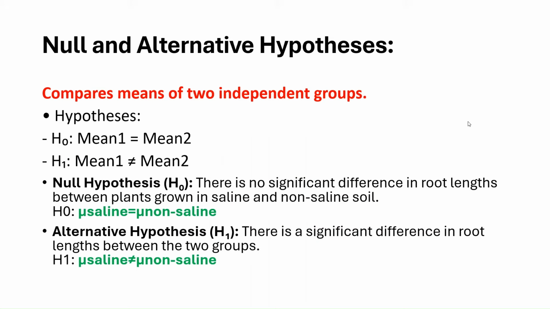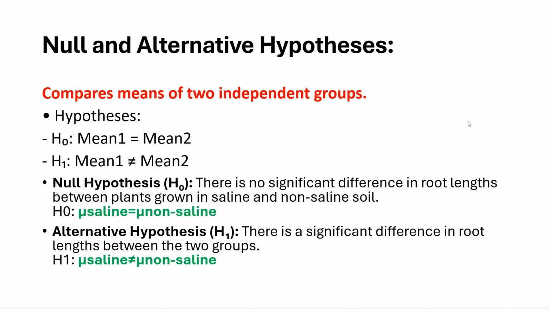Alternative hypothesis: mean 1 is not equal to mean 2. In the statements, using the previous example, the null hypothesis is that there is no significant difference in root lengths between the plants grown in saline and non-saline soil. That means the mean of saline is equal to the mean of non-saline. In the alternative hypothesis, there is a significant difference in root length between the two groups, saline and non-saline. So the mean of saline is not equal to the mean of non-saline.